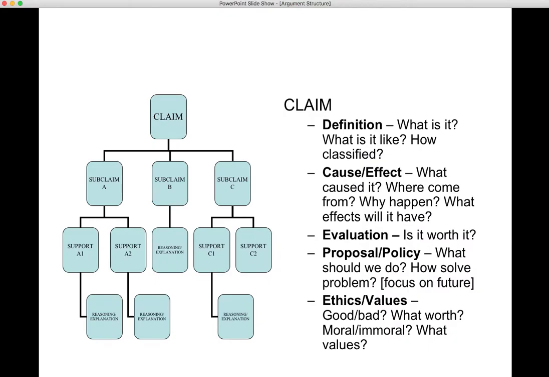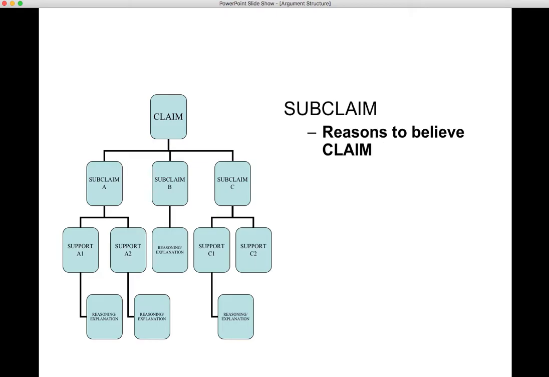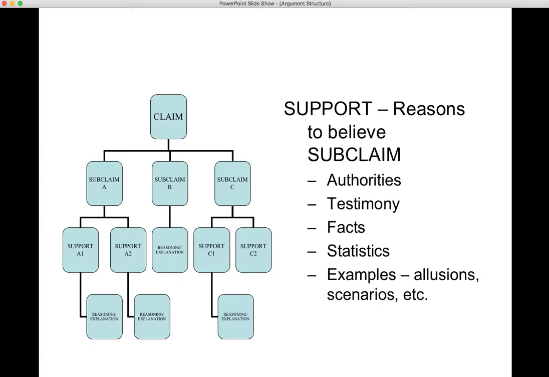With our claims, you'll have claims of definition, claims of cause and effect, claims of evaluation, claims of proposal or policy, and claims of ethics and values. And these are all types of claims that we will be discussing through the semester. A subclaim is a reason we should believe the claim. So it's all of the main categories that you can think of for why the reader should believe what you are claiming to be true.